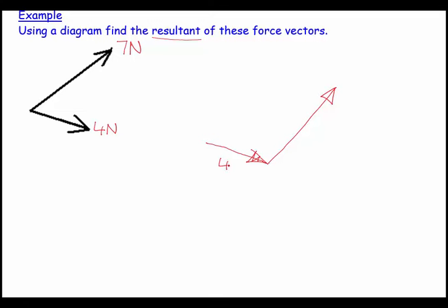So this is our 4 Newton vector. This is our 7 Newton vector. I've not swiveled them. I've not stretched them. I've just slid them across the page. And the key thing is that the answer, the resultant, starts at the tail of the very first vector and ends at the head of the second vector. So this would be our resultant.